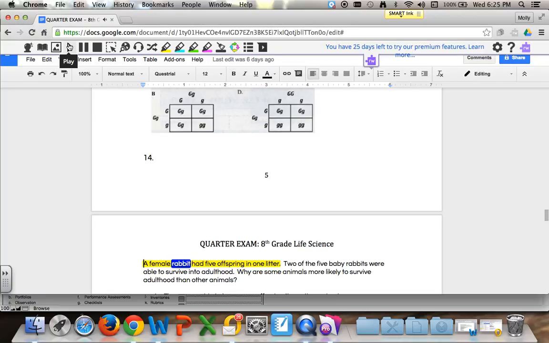14. A female rabbit had 5 offspring in one litter. 2 of the 5 baby rabbits were able to survive into adulthood. Why are some animals more likely to survive adulthood than other animals?